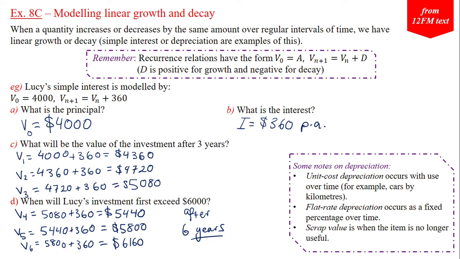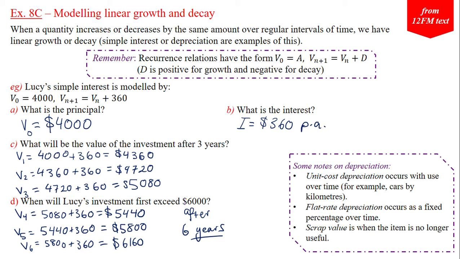Okay. Flat rate depreciation occurs as a fixed percentage over time. So instead of looking at how much something is used, we're looking at, well, I'm just going to keep using cars as an example, even though it's not quite relevant for this one. Every year that the car is owned and driven, it will decrease by a certain amount of its initial value, so the amount that you purchased it for. Okay, obviously cars will run with unit cost depreciation. Flat rate depreciation might occur for something else altogether.